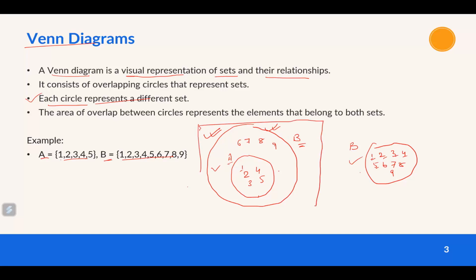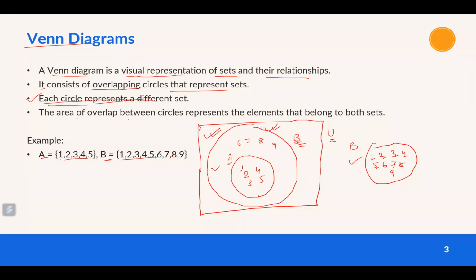So how do we represent a universal set? In a Venn diagram, a universal set is represented as a rectangle, and the universal set is denoted by the capital letter U. This universal set contains set A and set B, because the universal set is the set of all elements, all possible sets. Now the other details: it consists of overlapping circles that represent sets. Each circle in this Venn diagram represents a different set.